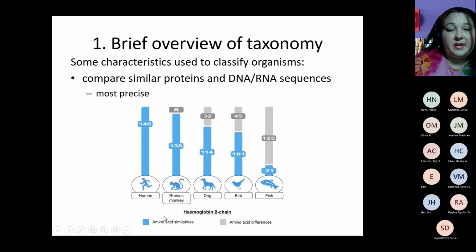Let's take a look at this picture here. It represents the hemoglobin beta chain. Hemoglobin is the protein in red blood cells that carries oxygen. So it's pretty important to life, and a lot of different living organisms have it. And we can compare the protein of the hemoglobin beta chain in humans, rhesus monkey, dog, bird, and fish and see how similar they are. So in humans, it has 146 amino acids in the protein. The rhesus monkey, 138 of those are identical.